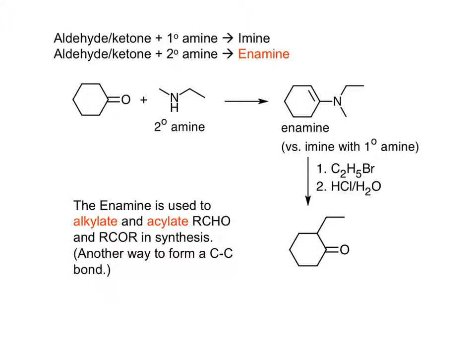So when an aldehyde or ketone reacts with a primary amine, an imine forms. What if a secondary amine reacts with an aldehyde or ketone? In that case, an enamine forms.